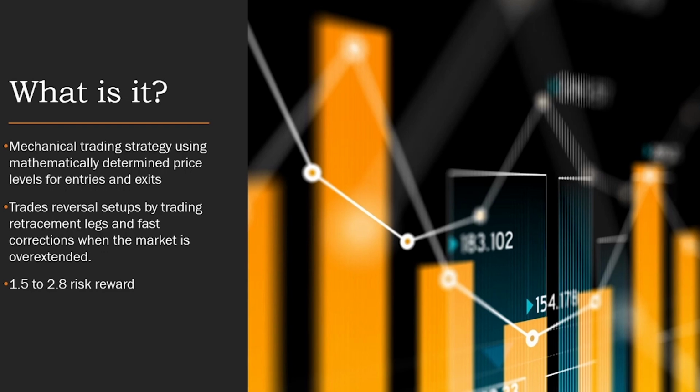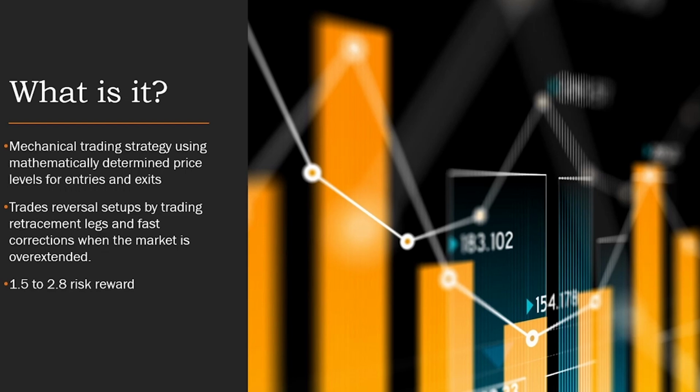So the majority of traders out there, they trade retracements as a continuation trade. So they wait for a strong move, then they wait for a pullback, and then they get in for a continuation trade. What this is doing, this is trading the leg after that. So the actual corrective move. So where a lot of traders might be getting in for a continuation, I'm actually taking the other side.